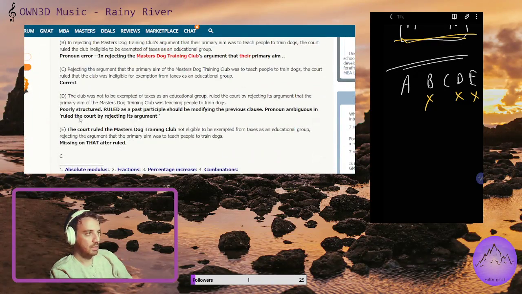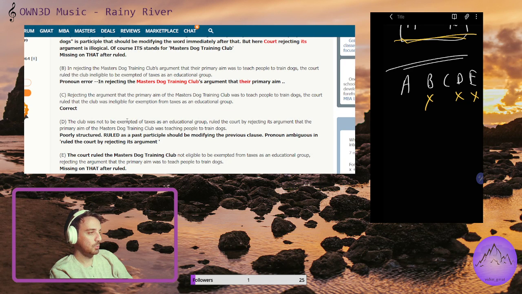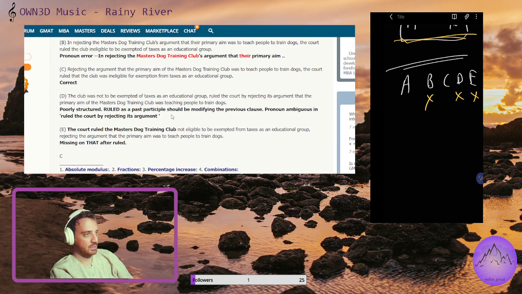This one is correct, so let's come back. Poorly structured. Ruled as a past participle should be modifying the previous clause. Pronoun ambiguous in ruled the court by rejecting its argument. Yeah, I mean, that sentence just doesn't really make a lot of sense. I guess that's what it all comes down to.